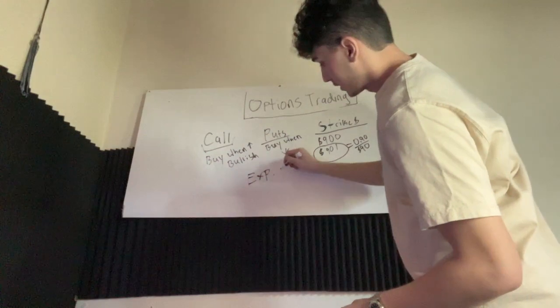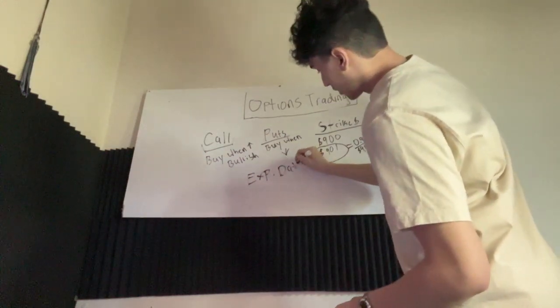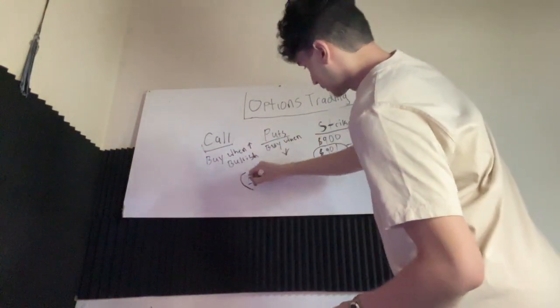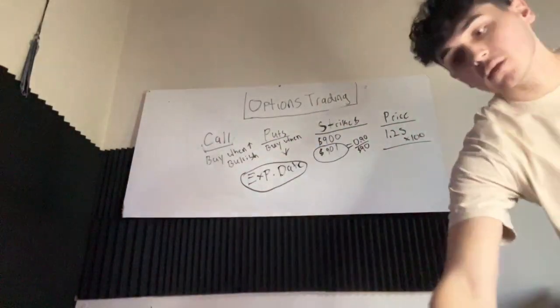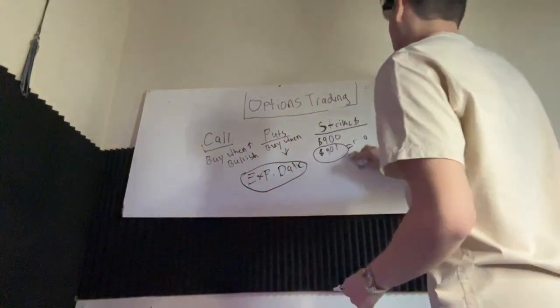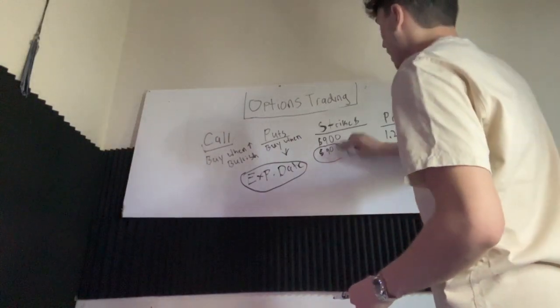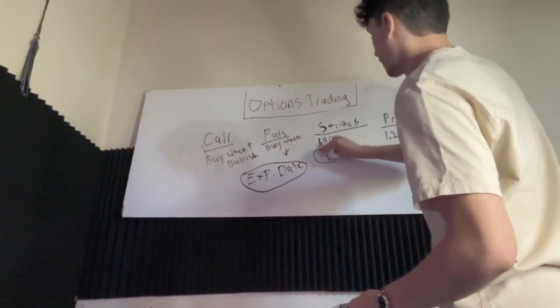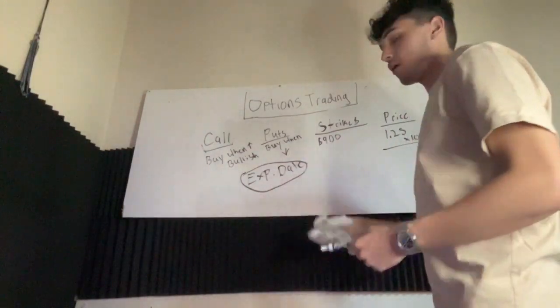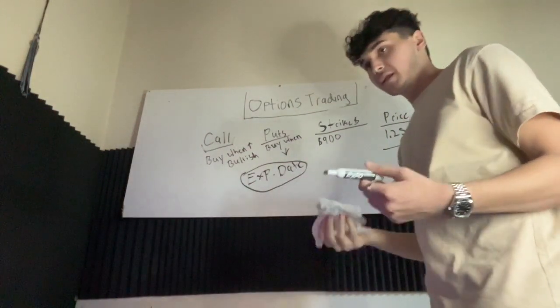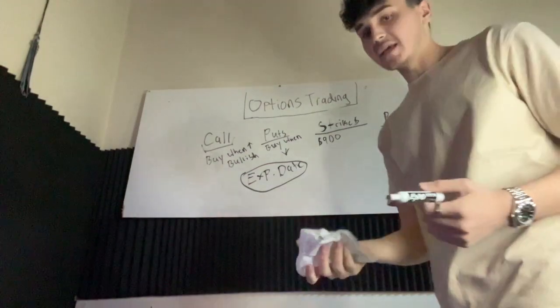Expiration, I'm just going to put EXP, our expiration dates. Now, what is an expiration date, you may ask? For every option contract that you buy, it has an expiration date. Obviously meaning that it expires by a specific date.